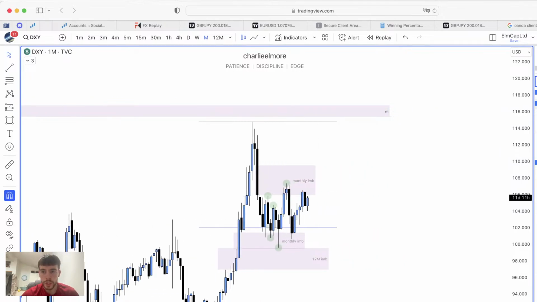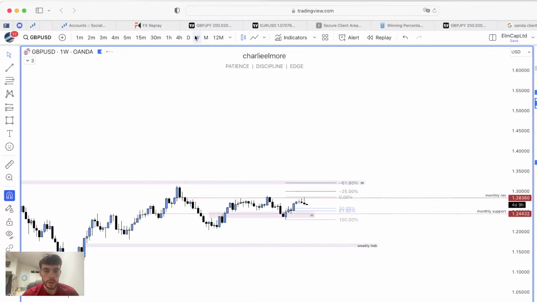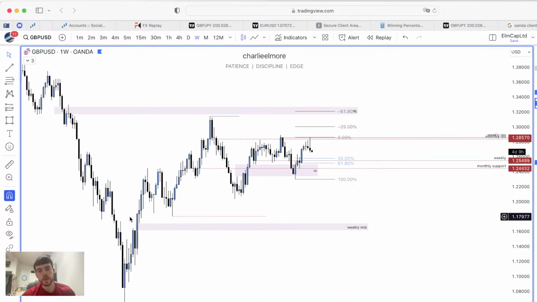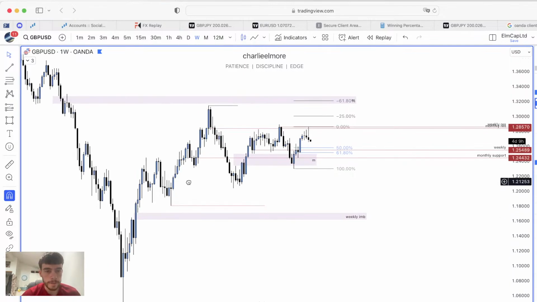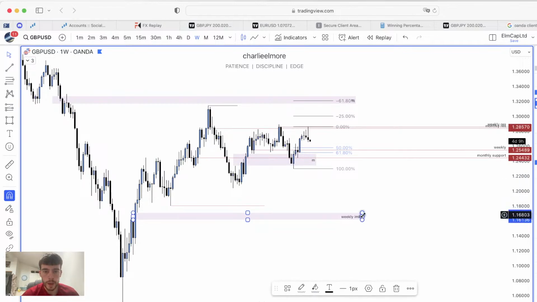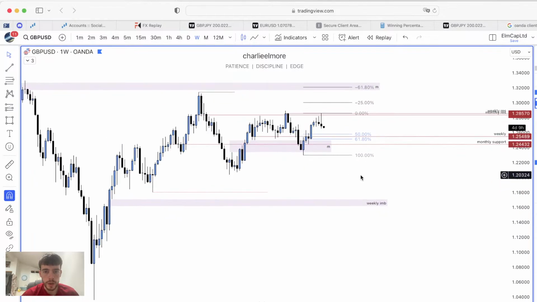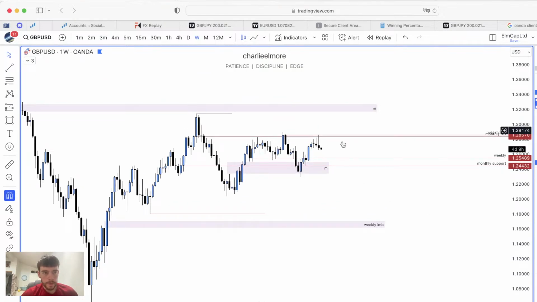Okay, and then on GU, you'll notice on the weekly time frame, I had this area down here. We've got a weekly imbalance down here with liquidity above. So that's always there to keep in mind. Obviously, we don't know what's going to happen, but it's very, very important to have both sides of the fence available in your mind and on your charts. Okay. So that's it for GU.